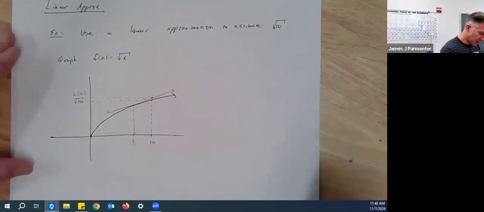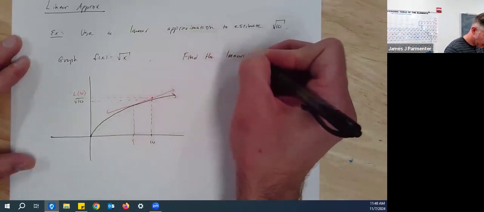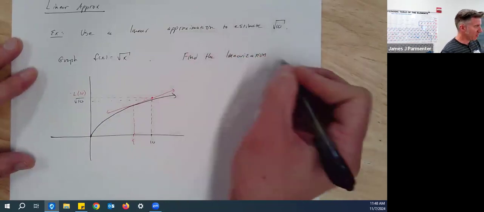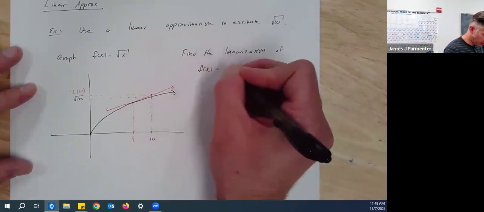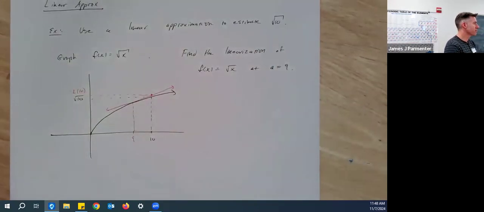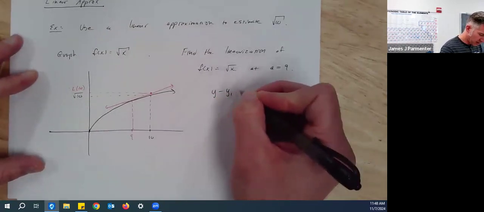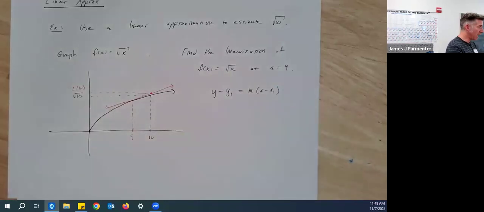So what we're going to do here is find the linearization, just a fancy word for equation of the tangent line, of f of x equal to the square root of x at a equal to 9. We usually call it a, and to be honest I don't know why. Great, so we're just going to do the usual thing. It's going to be y minus the y coordinate equals the slope times x minus the x coordinate. The x coordinate's 9. What's the y coordinate if x is 9?